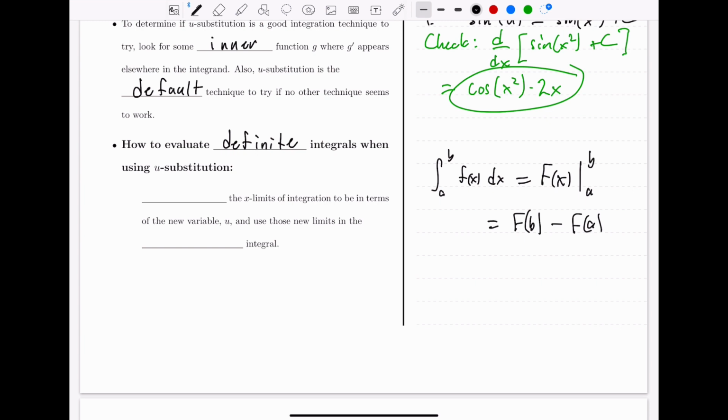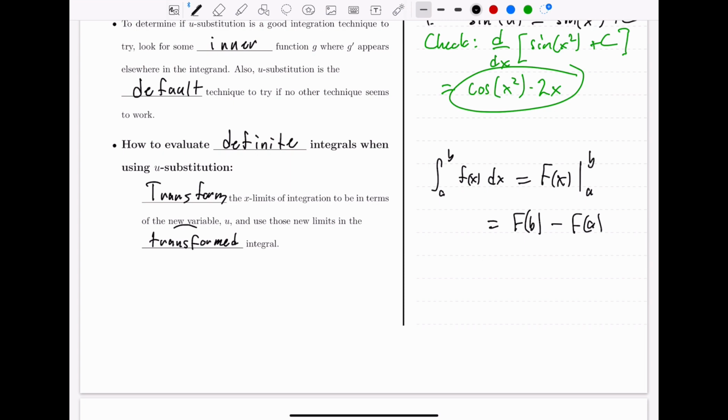When we're doing u substitution, the variable is transformed from an x to a u, and that transforms the values of the limits. So we need to transform the limits of integration to be in terms of the new variable u, and we use these transformed limits in the transformed integral.